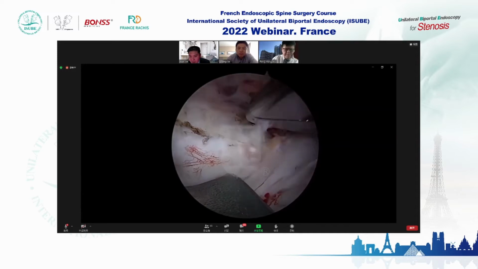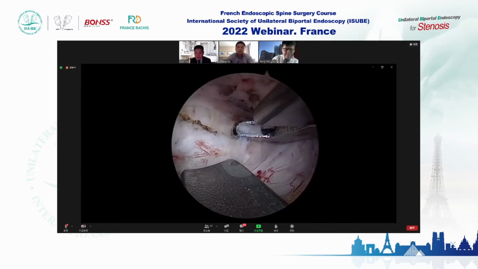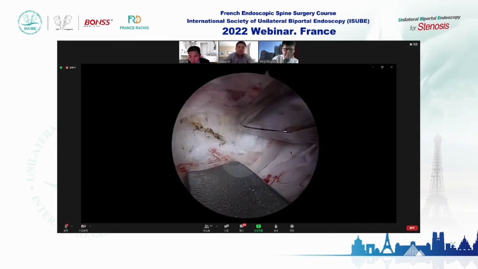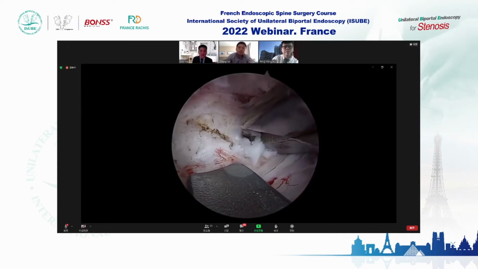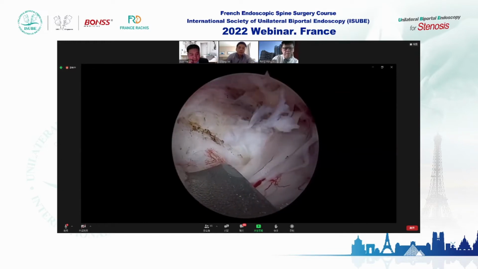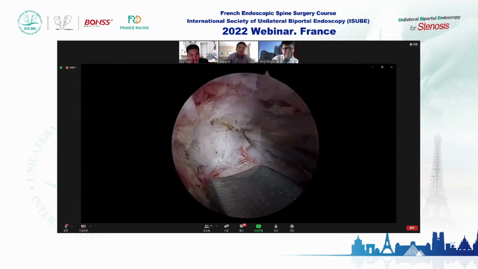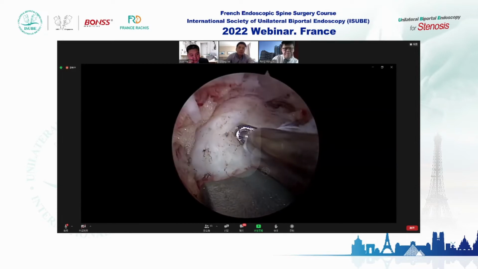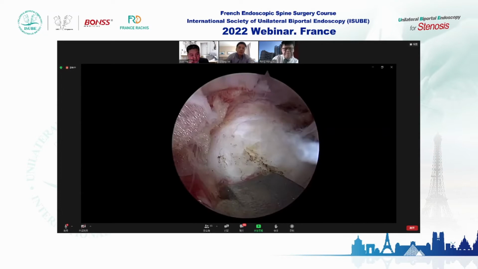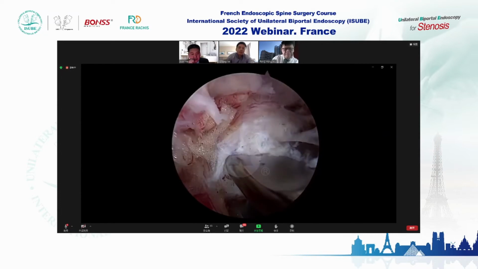This is the third portal. Okay. I open the membrane. Yes. If I remove the fragment totally, this is a simple case procedure, I think. Maybe I will remove the disc fragment totally, I think.